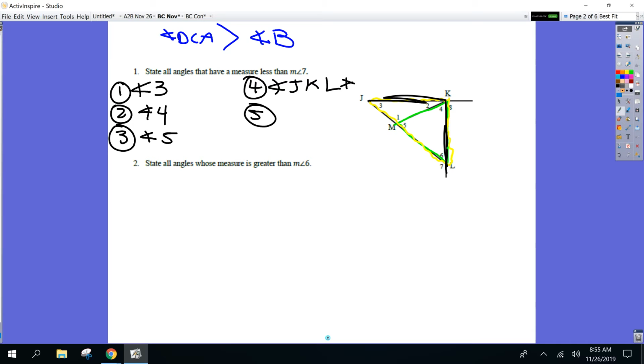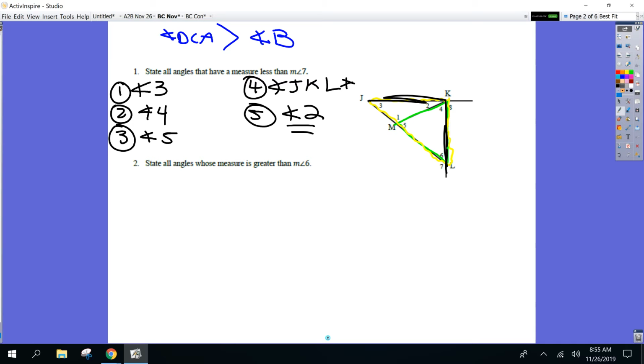JKL. What two angles make up JKL? 2 and 4. Everyone, 2 and 4? I already know 4 there, but if 7 is greater than JKL, shouldn't it also be greater than the other two angles that make it up? So not only is it greater than 4, it's also got to be greater than 2. Everyone see why? If JKL is less than that, and 2 makes up JKL, well, 2's got to be less than it as well. All right, you're not done.